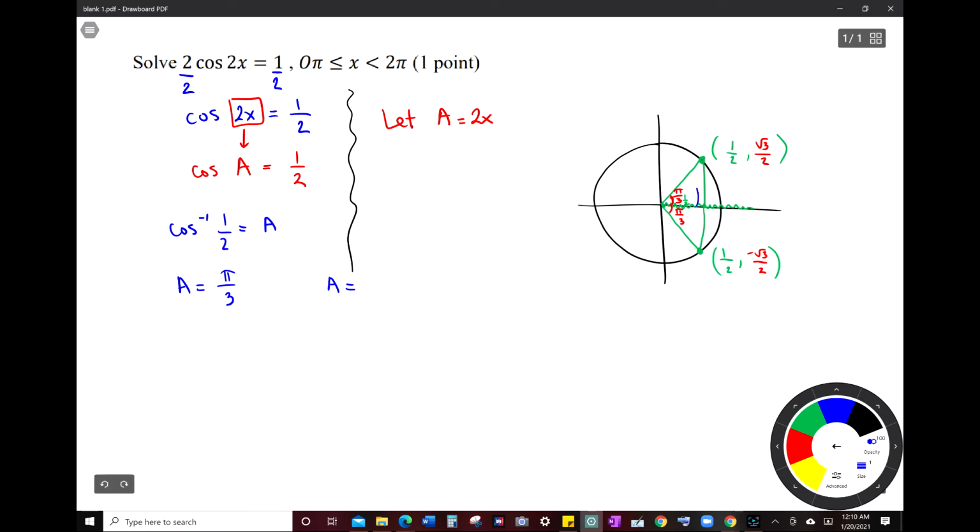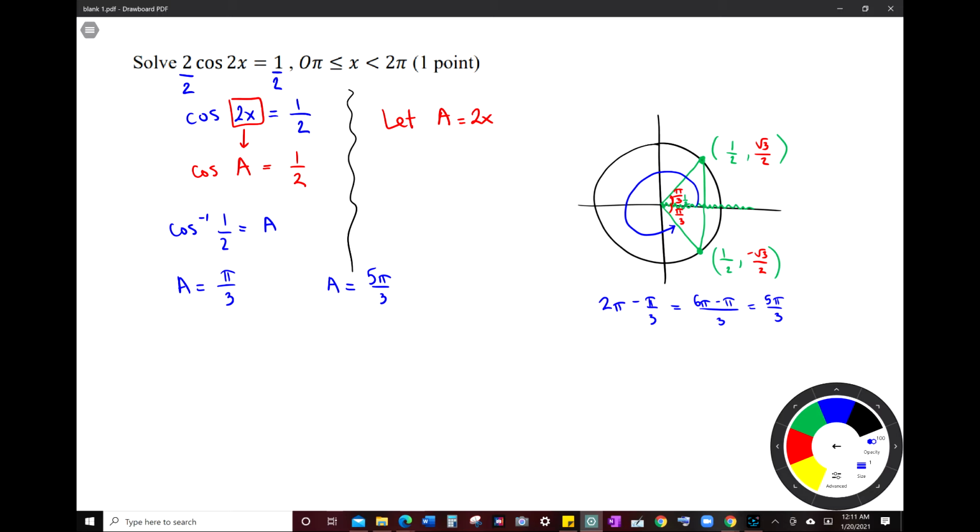So I need to find the blue angle in standard position. To find that angle, I will take 2 pi subtract pi over 3, and I need to find a common denominator. So 6 pi minus pi, everything over 3, gives me 5 pi over 3. Alright, so when you get to this step, you're not done yet, because A is not the variable you're looking for.